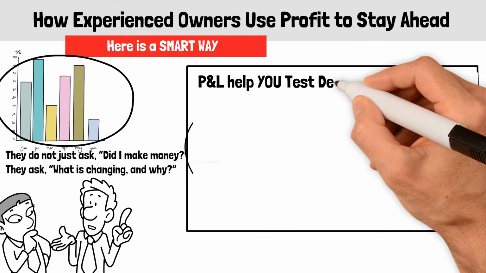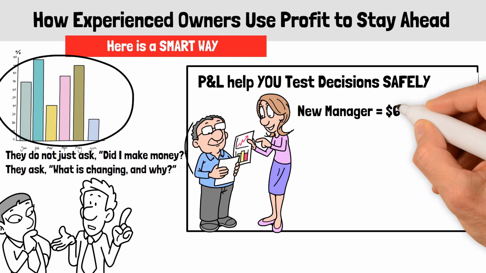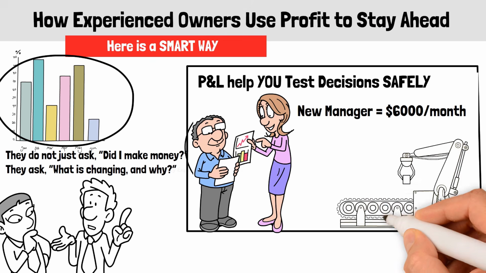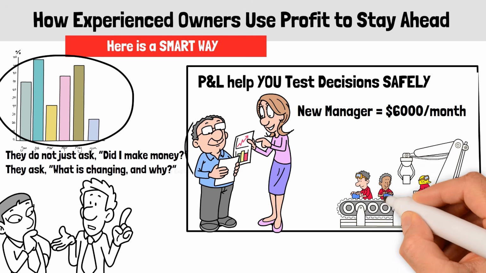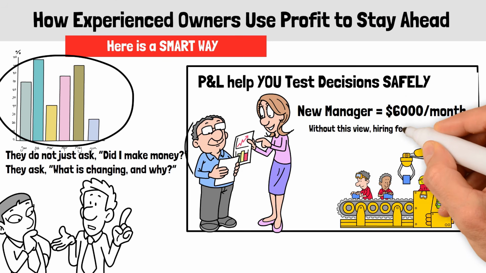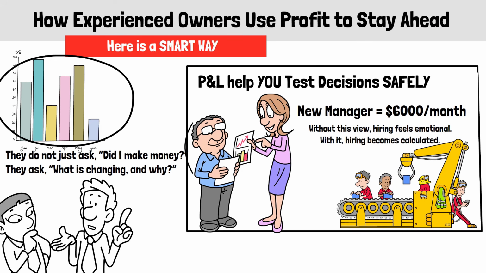Profit and loss also helps you test decisions safely. Imagine you are planning to hire a new manager at a salary of $6,000 per month. By looking at your average operating profit trend, you can quickly see whether the business can absorb this cost without killing margins. Without this view, hiring feels emotional. With it, hiring becomes calculated.